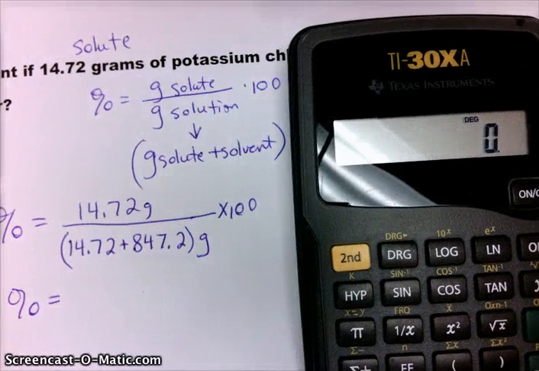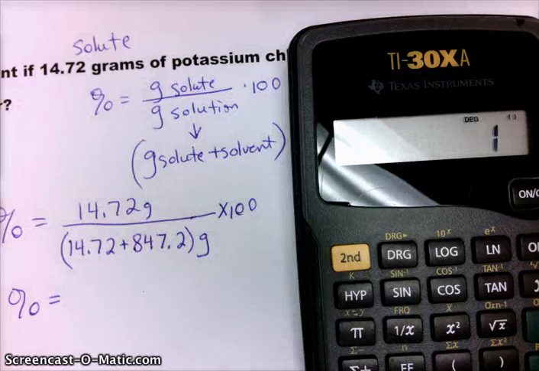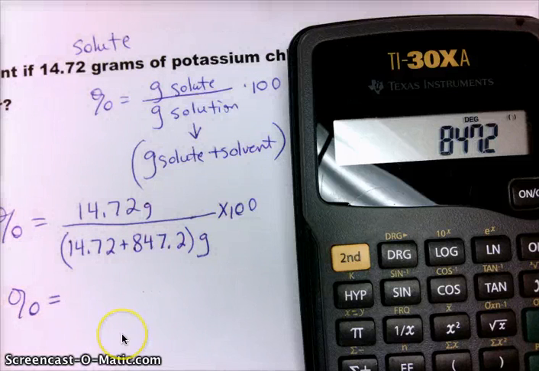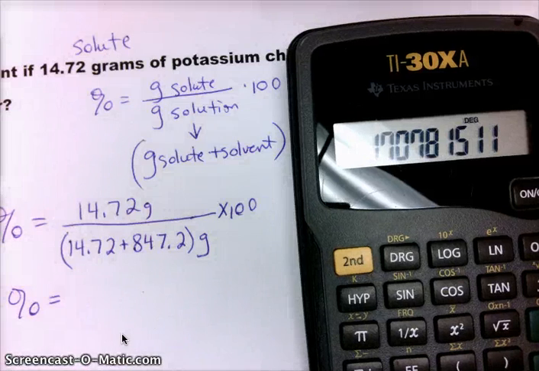We have 14.72 divided by parentheses 14.72 plus 847.2, close my parentheses, and then times 100, and I get a big long number.